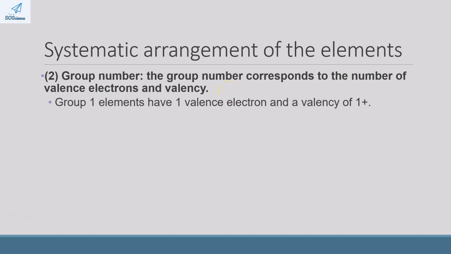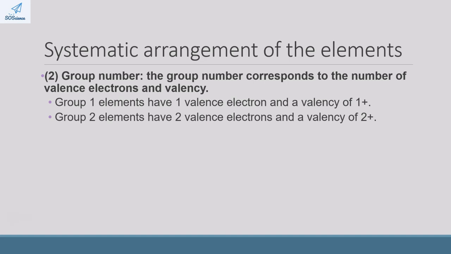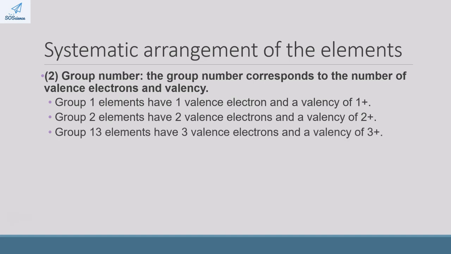So group 1 elements all have one valence electron, and they have a valency of 1 plus. Now, my students often ask me, why do we say 1 plus and not plus 1? Well, that is just the notation in which we represent ions. Group 2 elements have 2 valence electrons and a valency of 2 plus. We then go all the way to group 13, so we skip the D block, and group 13 elements have 3 valence electrons and a valency of 3 plus.